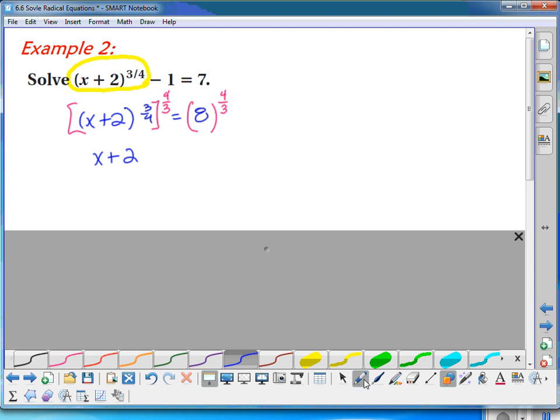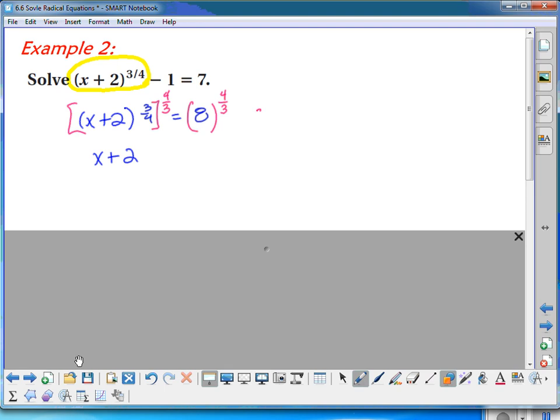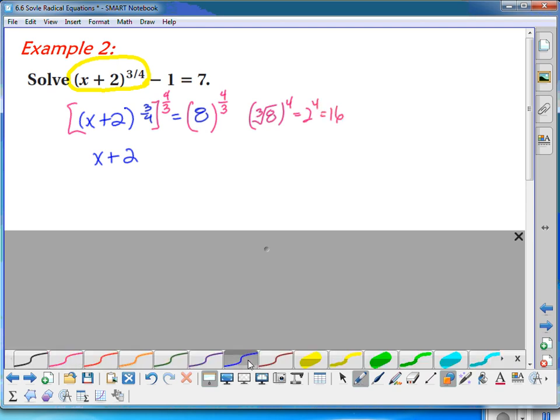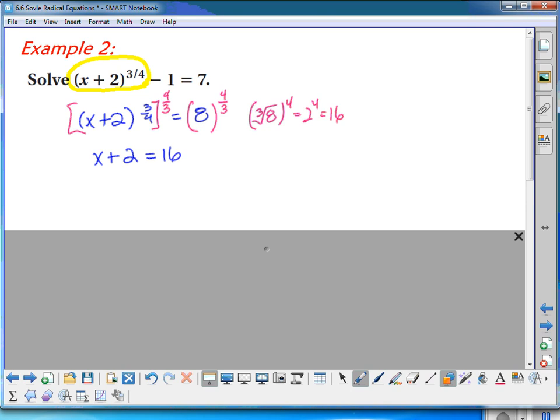So if I'm raising 8 to the 4/3 power, that's like I'm taking the cube root of 8 and then raising it to the 4th power. So that would just be 2 to the 4th, or 16. So that means that x plus 2 equals 16, and so x would equal 14.